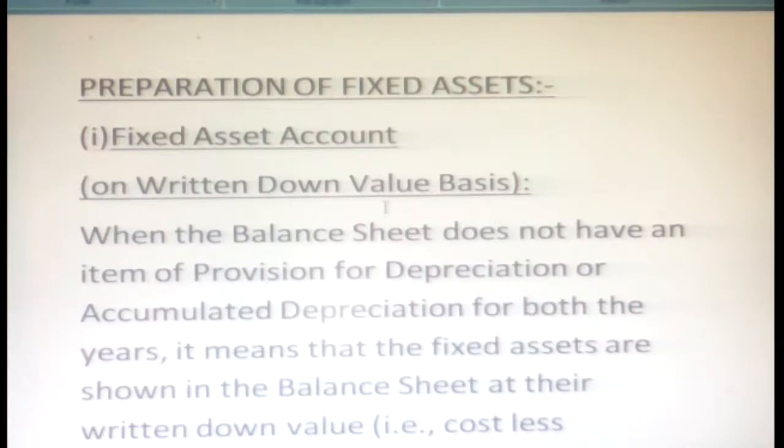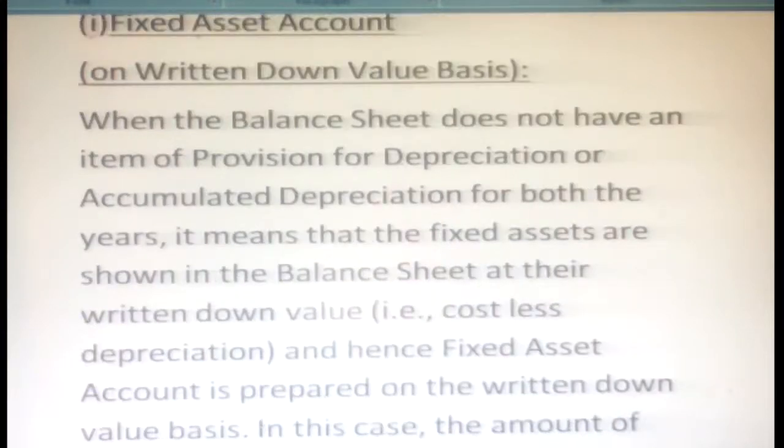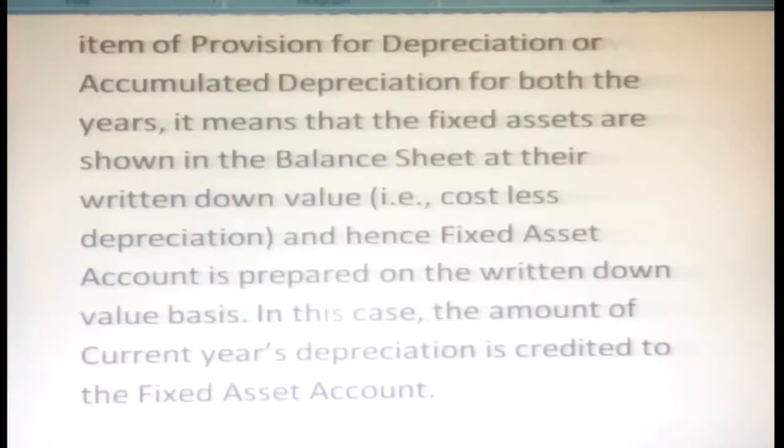The fixed asset account based upon written down value we are going to discuss when the balance sheet does not have an item of provision for depreciation or accumulated depreciation for both the years. So there is no question of preparing a separate accumulated depreciation account. It means that the fixed assets are shown in the balance sheet at their written down value, that is cost less depreciation directly. So the fixed asset account is prepared on the written down value basis. In this case, the current year's depreciation is credited to the fixed asset account.